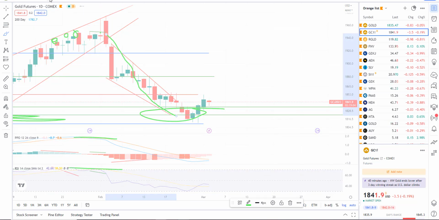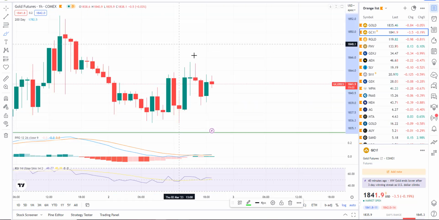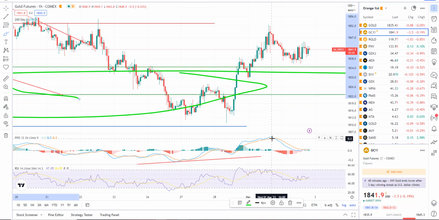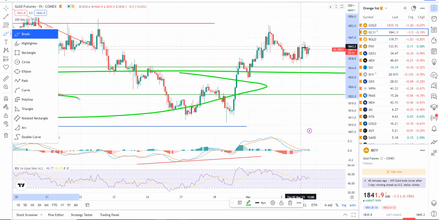I don't think there's really any indication that this rally that has started over the last few days is finished. We don't have any divergence really. So again, I'm looking for higher highs here.